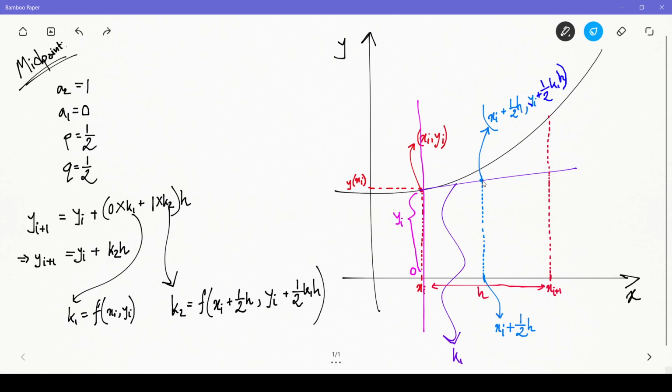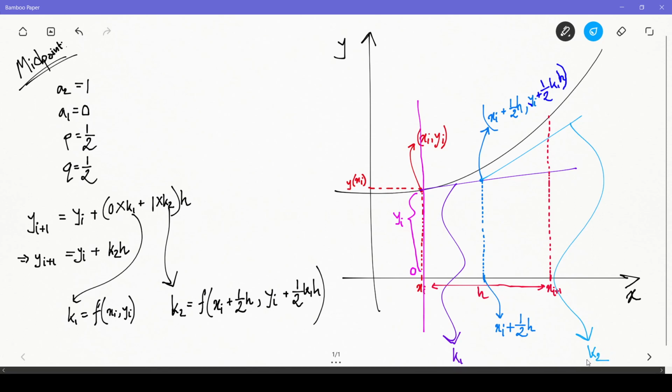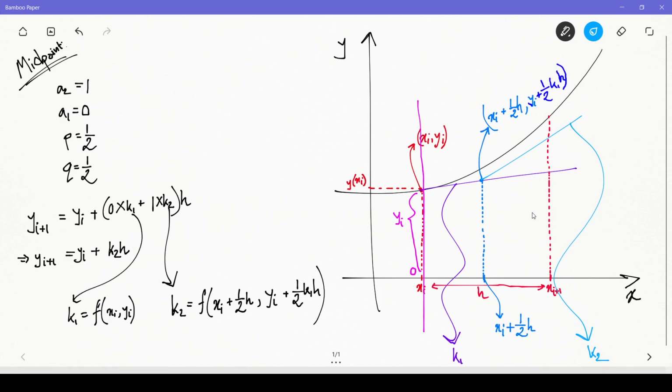Oh, I'm so bad at drawing straight lines. Okay, nice one. So this straight line approximately gives me the slope at the point x_i plus half h comma y_i plus half times k1 times h. Let's dub the slope of this straight line as k2. Fine. So now that we have our values of k1 and k2, what do we do?